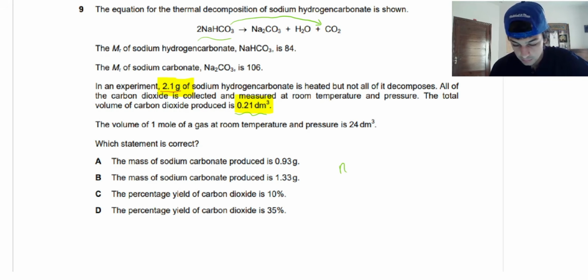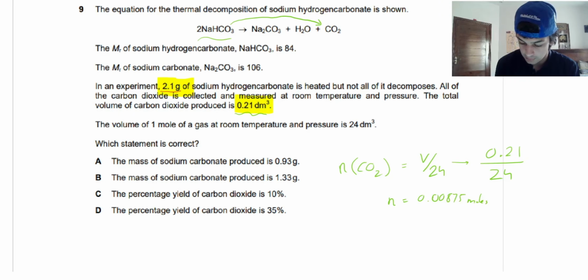So let's calculate the moles of carbon dioxide, which is going to be moles is equal to volume over 24 dm cubed. We have volume, which is 0.21 divided by 24. This is going to be the moles of carbon dioxide. Now that we have the moles of the carbon dioxide, we can find the moles of the other things as well. For example, mass of sodium carbonate produces 0.93.